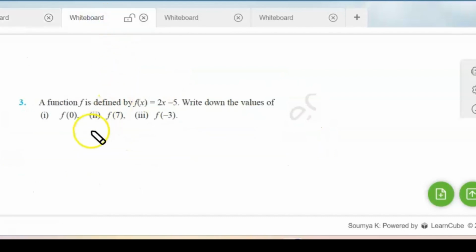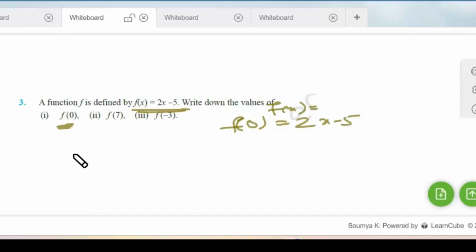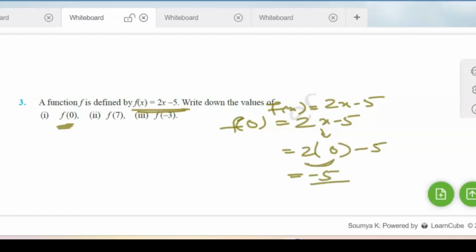Let's move on to the third question. How to do this third question? Here you can see f of x is already mentioned, 2x minus 5, and you have to find out what f of 0 is. So 2x minus 5 is the function for f of x. In that case, substitute 0 for x. So you can say 2 into 0 minus 5. The first term is 0, and it is minus 5 as the result. So you get minus 5 for f of 0.